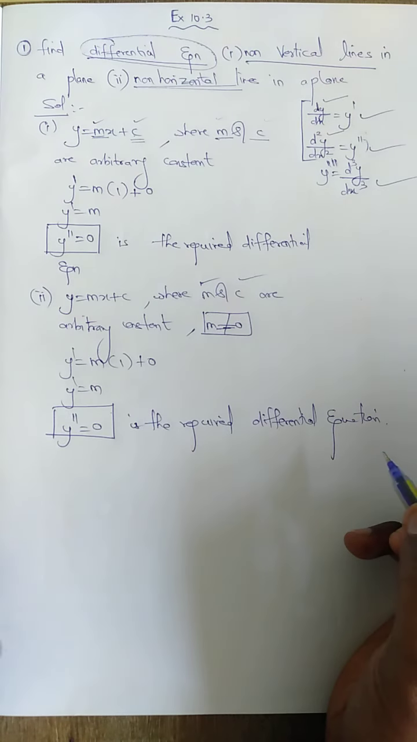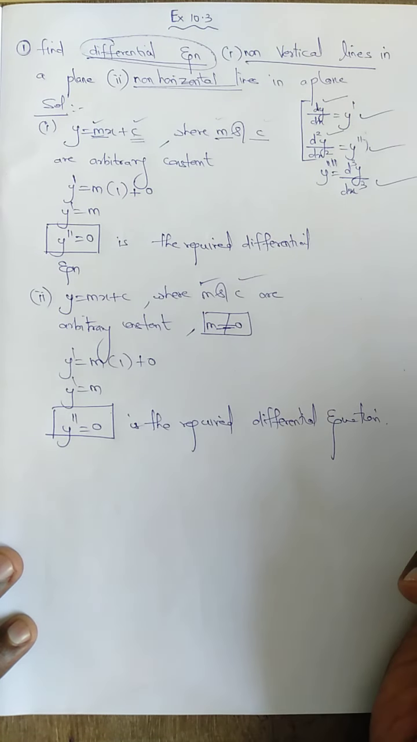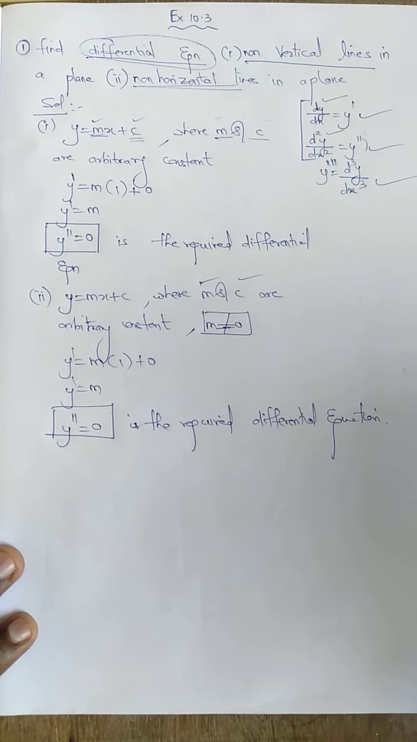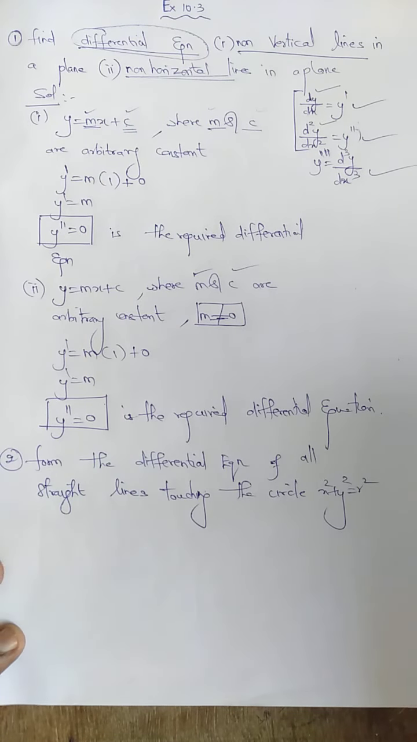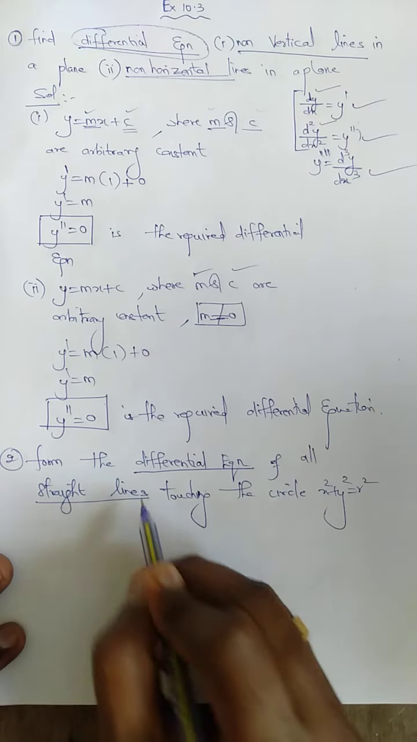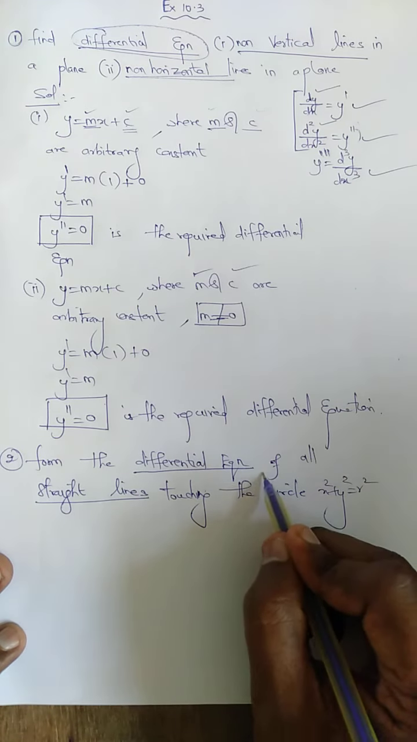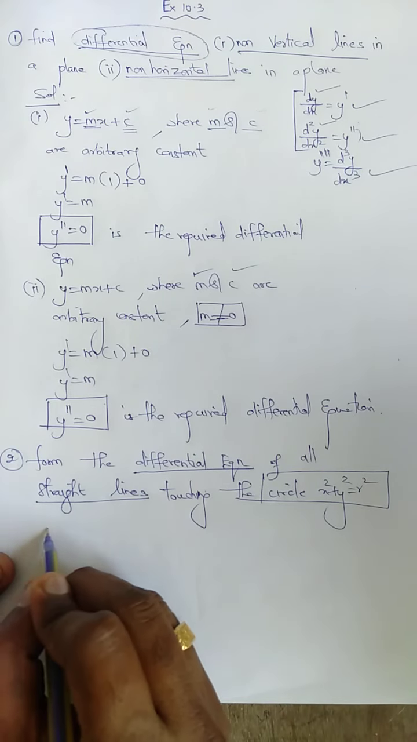So with this we have finished the first sum with 2 subdivisions. Next we move to the second subdivision. Second sum: form the differential equation. I need to form a differential equation of all straight lines. We are speaking about straight lines touching the circle x square plus y square is equal to r square.